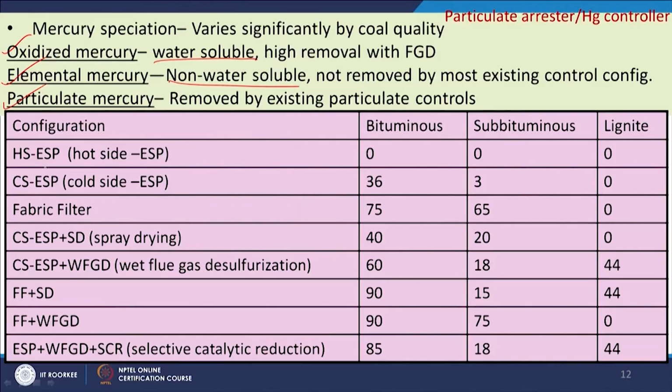So, people tried to develop effective systems for the removal of complete mercury from the flue gas, and some examples are given here, some configurations. Now, an ESP, the hot side ESP, cold side ESP, fabric filter, and cold side ESP plus spray drying, cold side ESP plus wet flue gas desulfurization, fabric filter plus spray drying, fabric filter plus wet flue gas desulfurization, and ESP plus WFGD plus SCR. SCR is selective catalytic reduction. So, these methods have been used for different types of samples, and these are the removal levels.